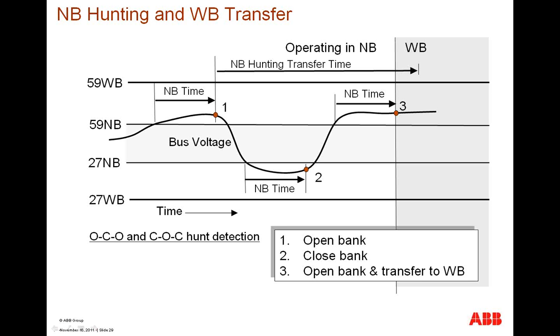Hunting logic. Hunting is described by an open, close, open or a close, open, close condition in the capacitor banks. This usually occurs when you have capacitor banks that are too big to stabilize the system voltage. Here we can see voltage in its normal realm. It goes above the narrowband level, and we open the capacitor bank. We then start a narrowband timer shown here at the top. If we have another voltage excursion below the 27 narrowband level, we get a close of a capacitor bank, followed by another open before this narrowband transfer time has expired. We have met the condition to go from narrowband to a wideband condition.